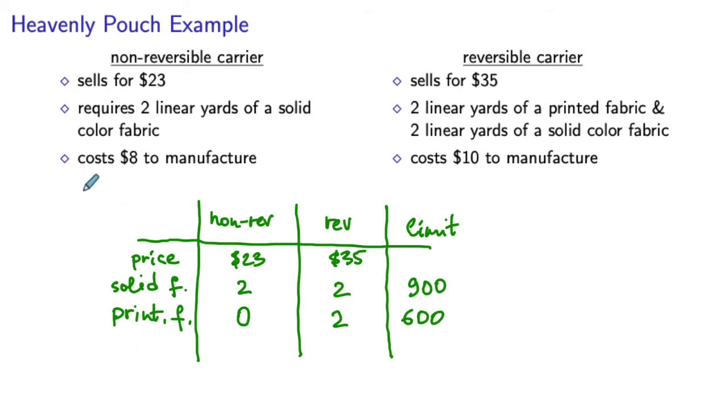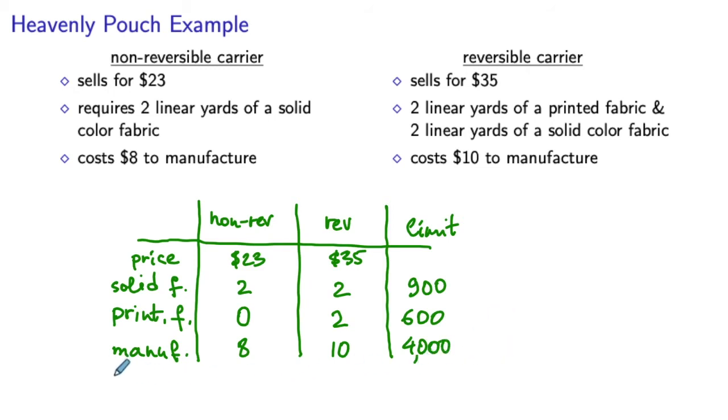And then we have the manufacturing costs, and the budget that we have for these manufacturing costs constitutes our third resource. So let me call it manufacturing here. It costs $8 to manufacture a non-reversible carrier, and it costs $10 to manufacture a reversible carrier, and we had $4,000 as a limit for our manufacturing budget.